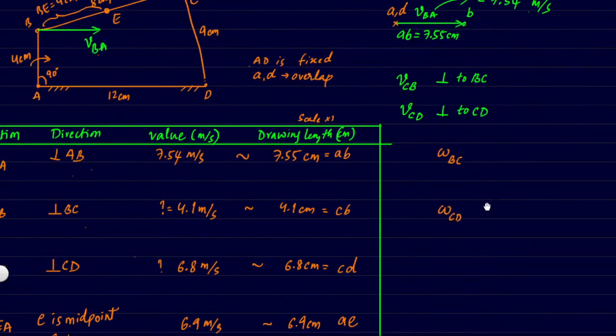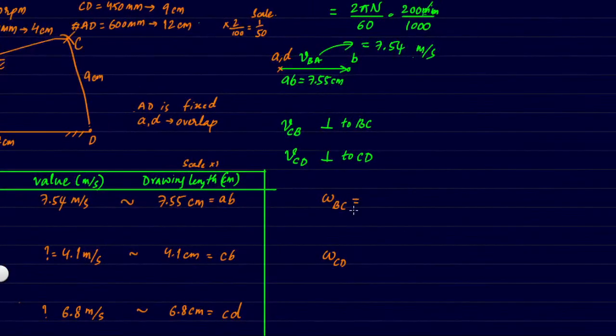So we know the formula for angular velocity. Angular velocity is velocity by radius. Here we'll have to take the velocity of B with respect to C divided by the radius, which in this case will be the length BC. And the velocity of C with respect to D divided by the radius, in this case CD.